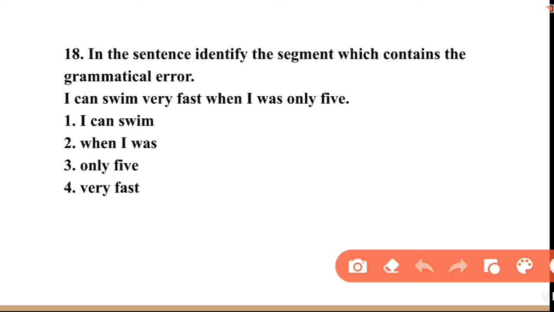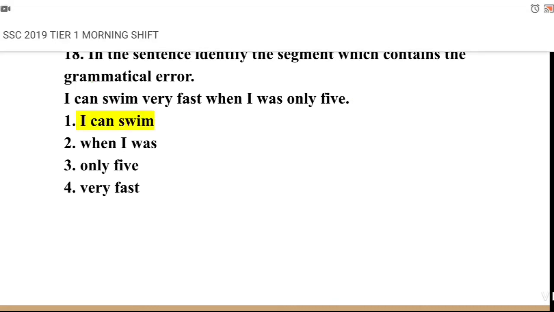So you need to find out the grammatical error in the sentence. I can swim very fast when I was only 5. This sentence is talking about the past, that when I was only 5, I could swim very fast. It would be "could", because the sentence is talking about the past. I could swim very fast when I was 5. So option 1 would be the answer.